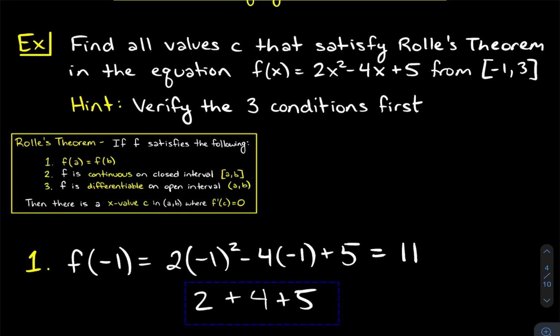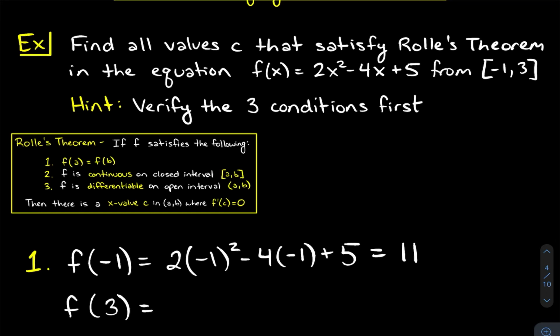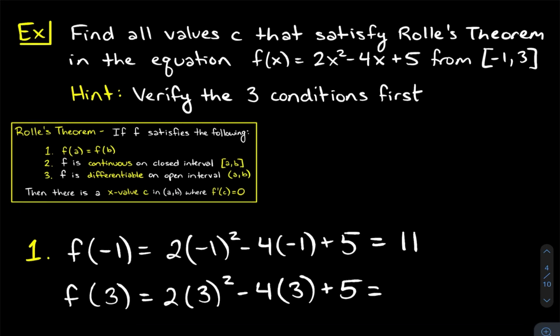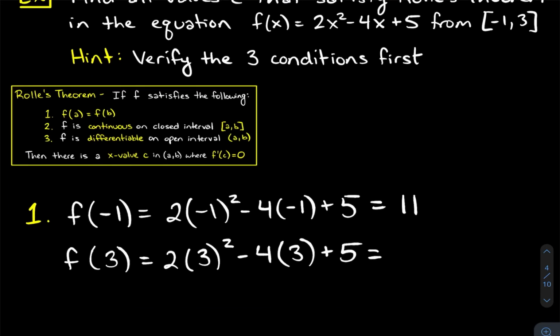And all we have to do now is make sure that f of 3 is the same thing. F of b is 3 in this case. And so we plug in 3, same as we were before. And again, we are going to get 11 here. Watch this. You're going to get a 9 times 2, that's 18. You're going to get a minus 12 plus 5. And again, you're going to have 11. And so the first condition is satisfied.